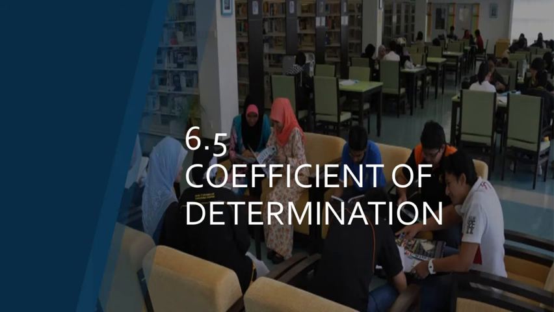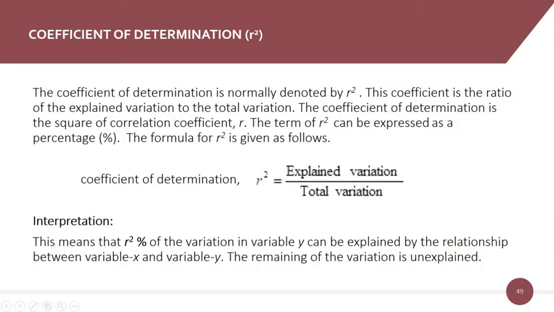And now let's look at 6.5, coefficient of determination. The coefficient of determination is normally denoted by R squared. It is the ratio of the explained variation to the total variation. The coefficient of determination is the square of the correlation coefficient R. So when we square the value of R, the correlation coefficient, that is called the coefficient of determination.